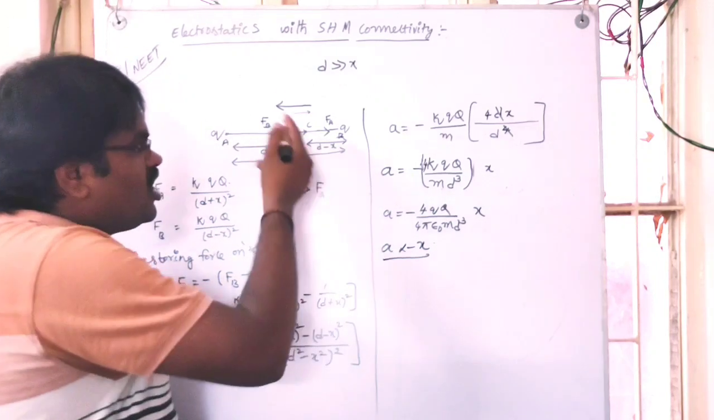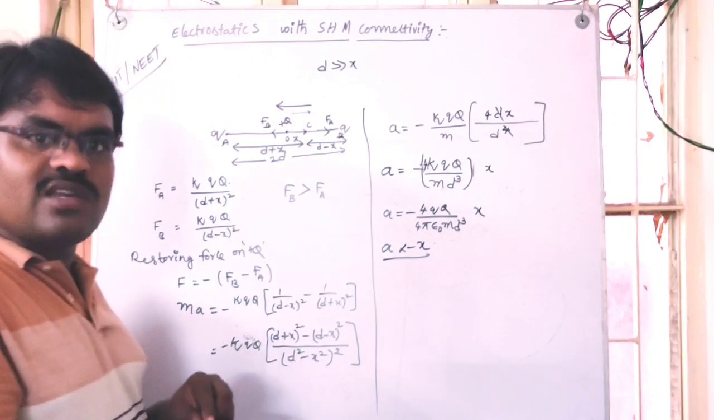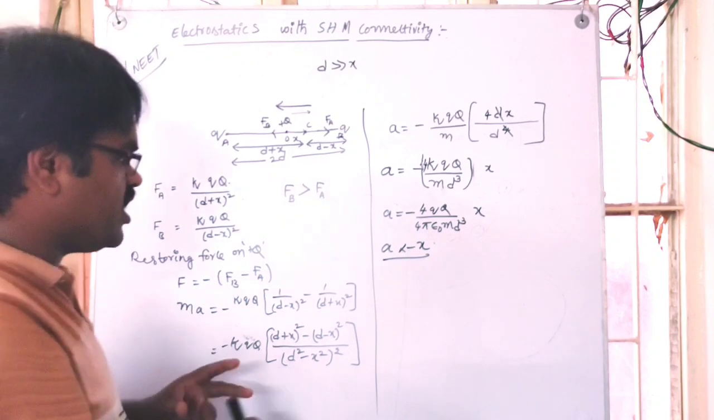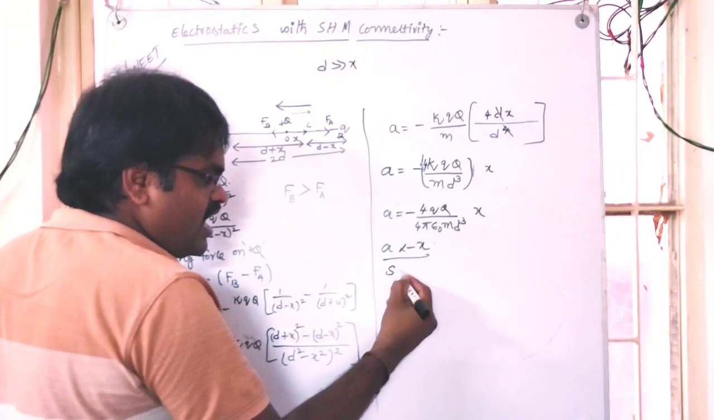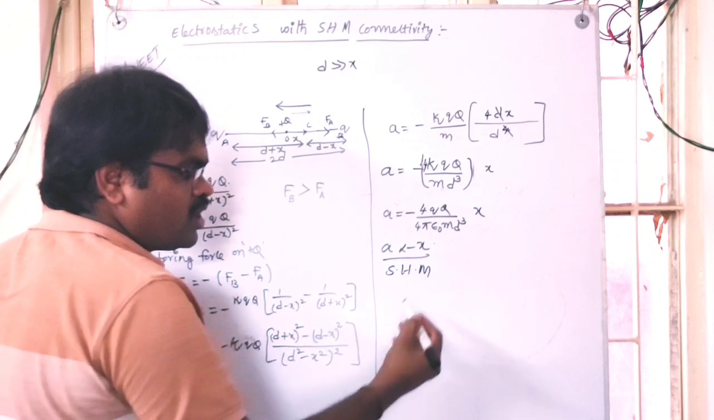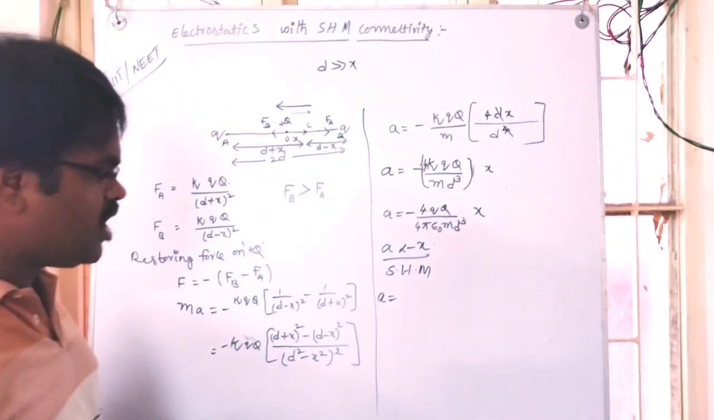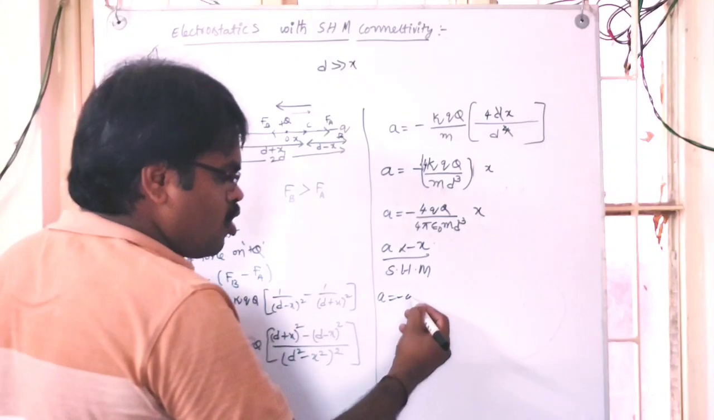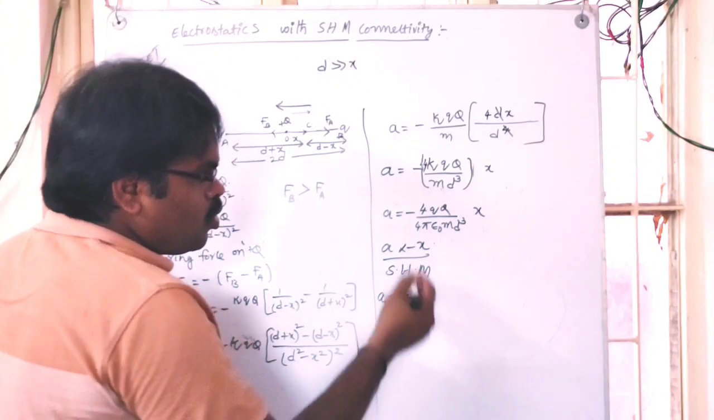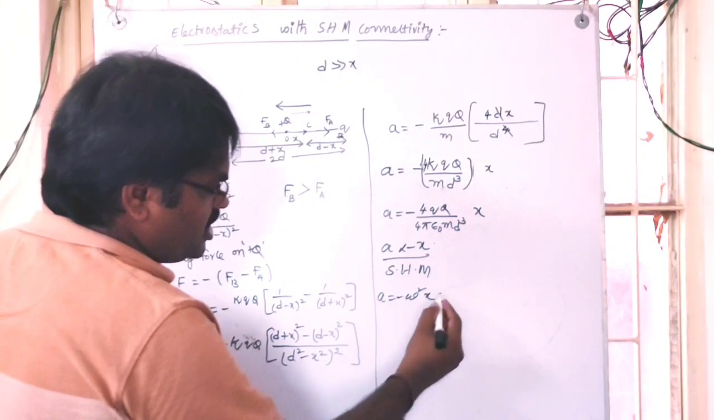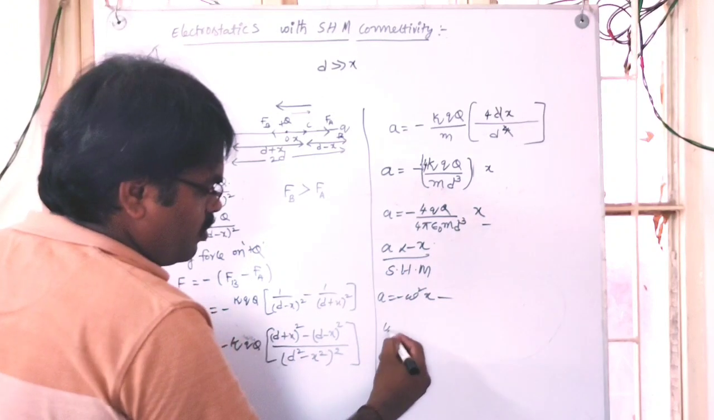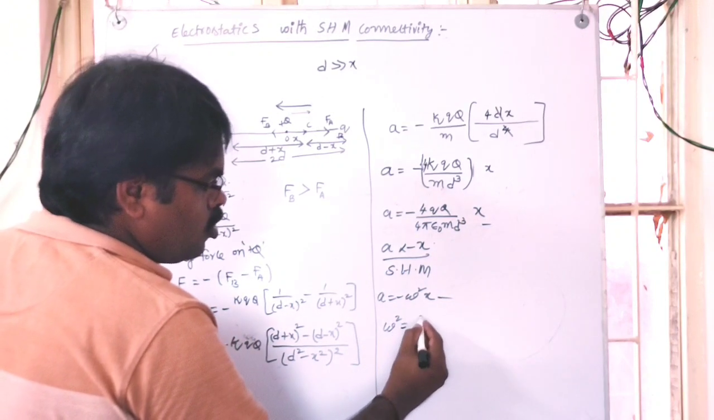That's why the charge in the system is in SHM. That's why the charge plus q is in simple harmonic motion. Simple harmonic motion means we can easily use the formula of simple harmonic motion: a is equal to minus omega square x. What is the omega square? We compare this and this equation. Then omega square is equal to, what do you write?